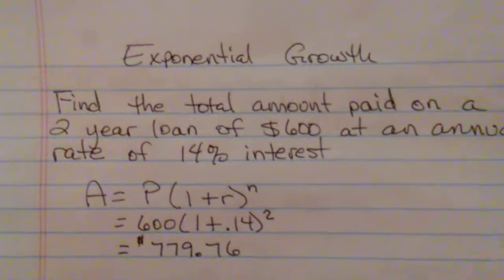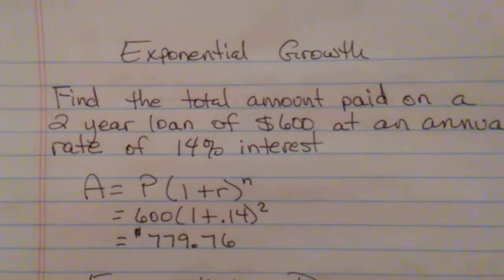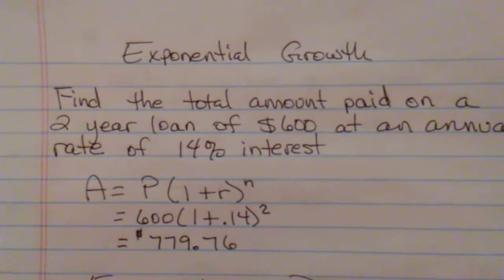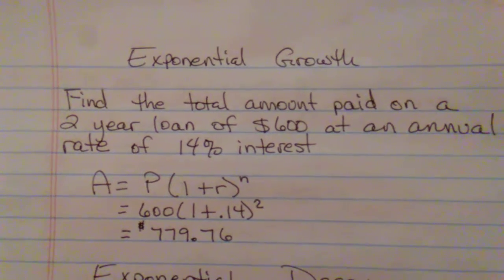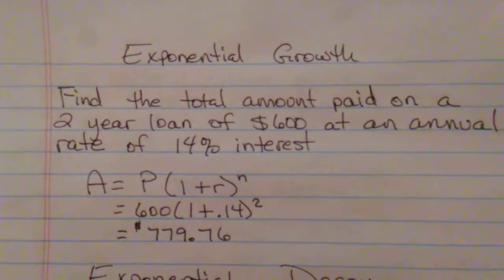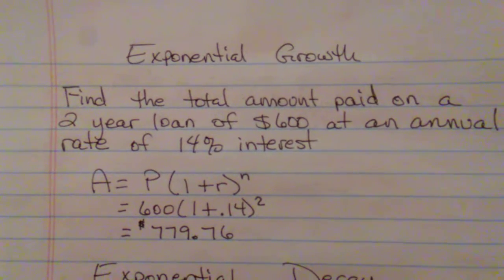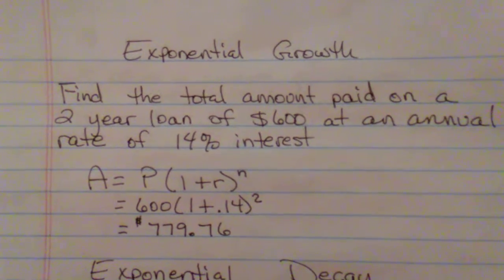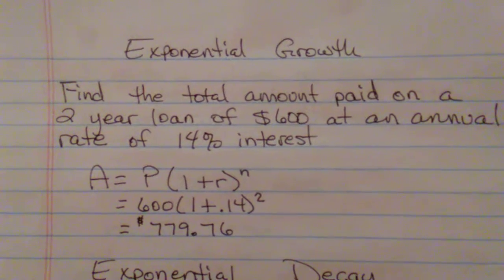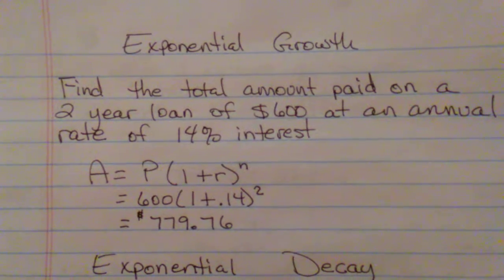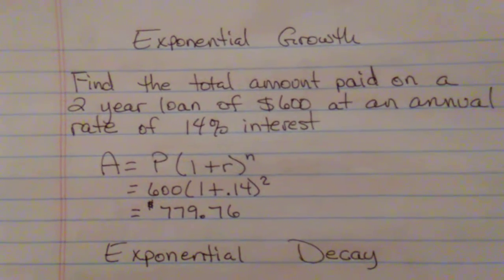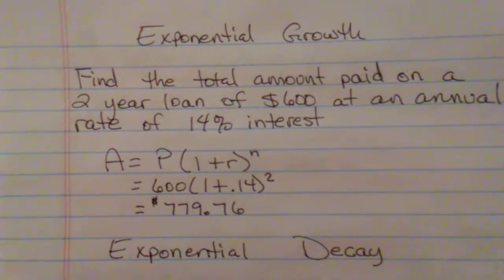Now 600 is P, the original amount. 1 plus R is my rate of 14%, which I'm going to change to 0.14. Move the decimal twice to the left. N is the number of years, which is 2. We type all that in our calculator and we get $779.76. So after 2 years, that is how much money you would have to pay back.